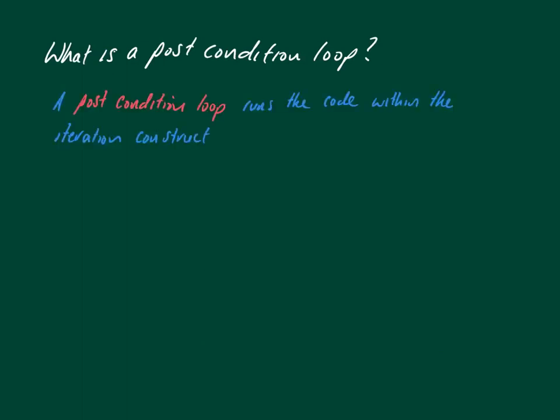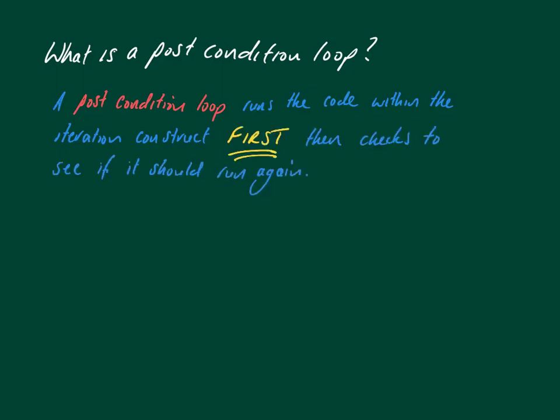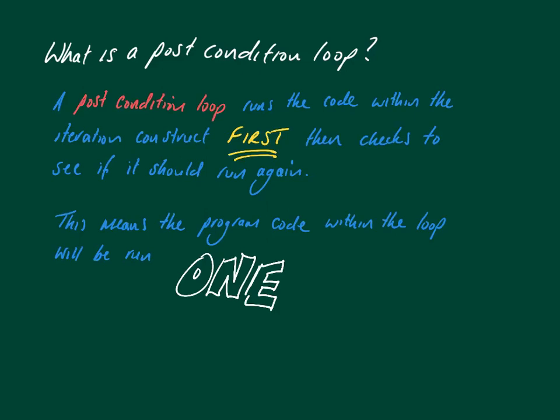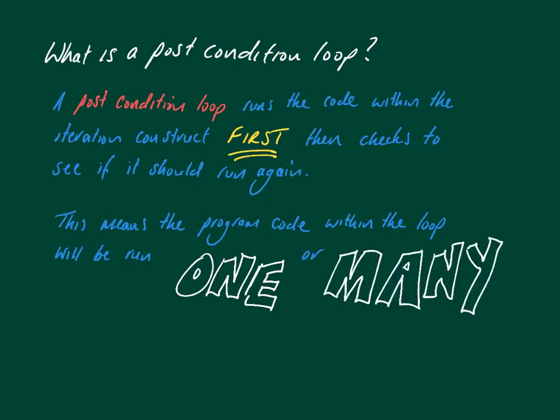Well, it's a loop that runs the code within the iteration construct first, and then it tests to see if it should run again. And this means, in contrast to a preconditional loop, that the program code has to run at least once. It might run once and then stop, or it might run many times, but it has to run at least once.